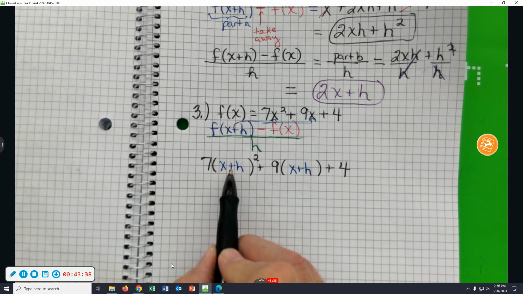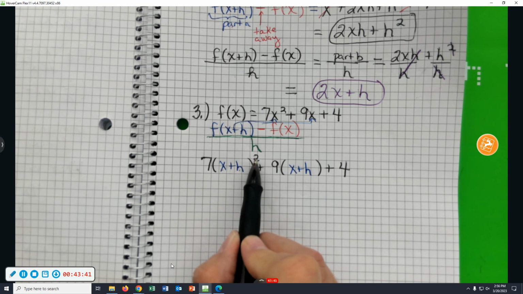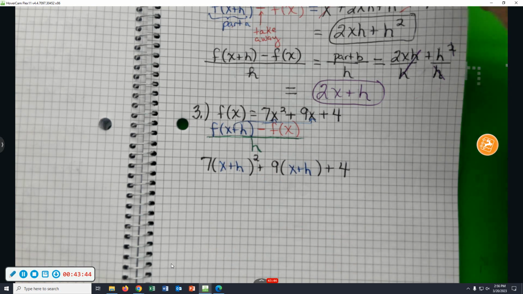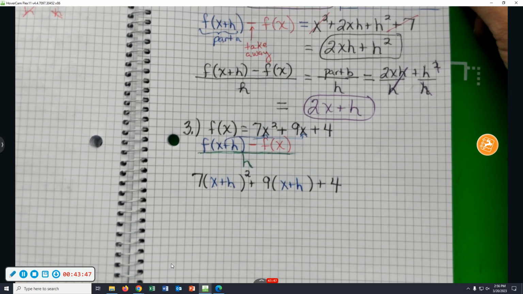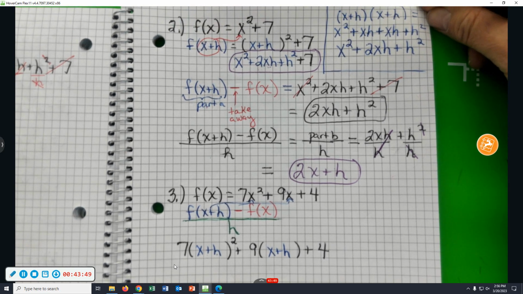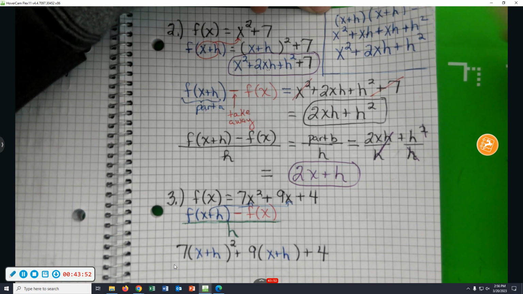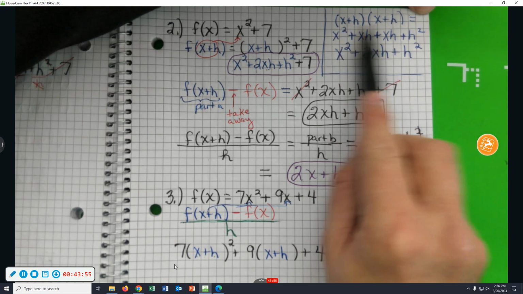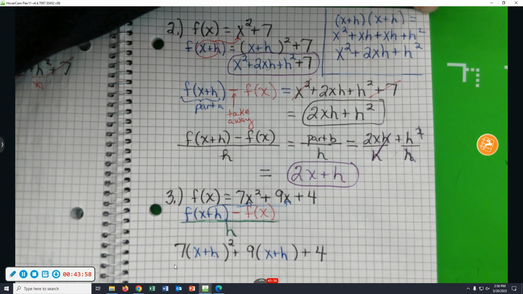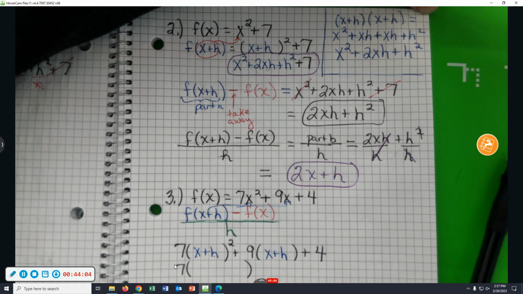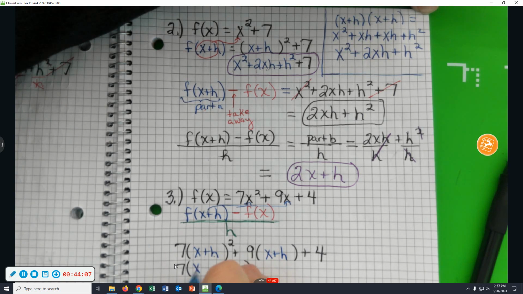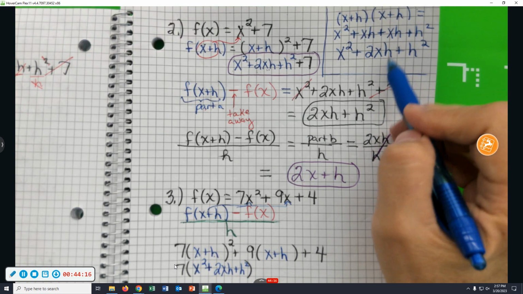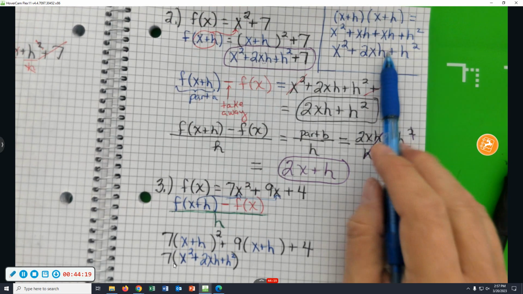Now, how do I square the x plus h? What am I going to have to do here to square it? Yeah, FOIL it out, which is why right here I said, here's my scratch work. I'm going to FOIL it out right here. The x plus h times x plus h. So in place of the x plus h squared, I'm going to write x squared plus 2xh plus h squared. Okay, I'm taking it from there. Oh, I see. Okay, that's what I was trying to show.